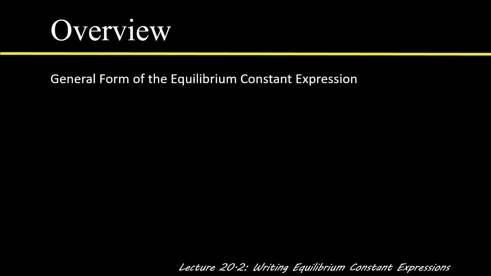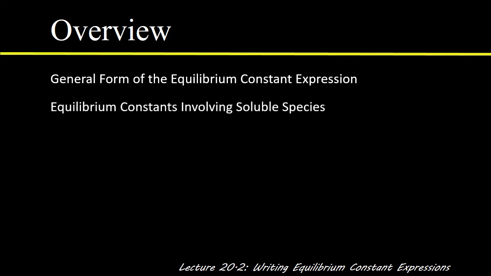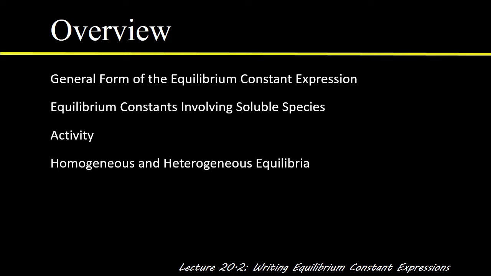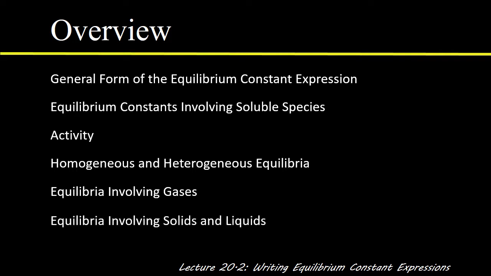Okay. So first of all, we're going to look at the general form of the equilibrium constant expression. Then we'll look at equilibrium constants for soluble species. We'll look at activity, which is a new term. We'll define that, or sort of define that, later in the video. We'll talk about homogeneous and heterogeneous equilibria, and then we'll talk about equilibria involving gases or solids and liquids. All right, let's go ahead and jump into this.